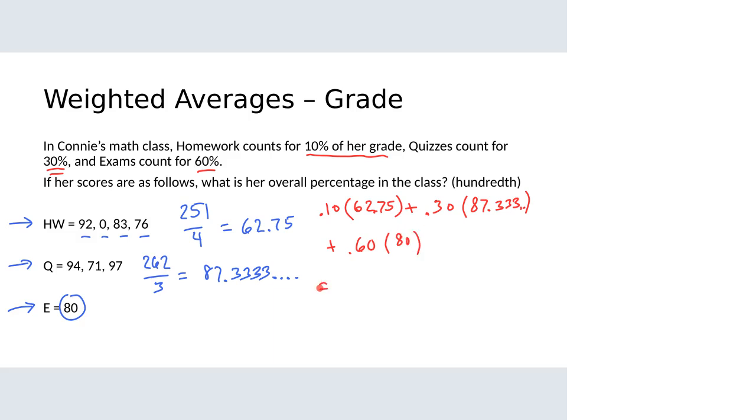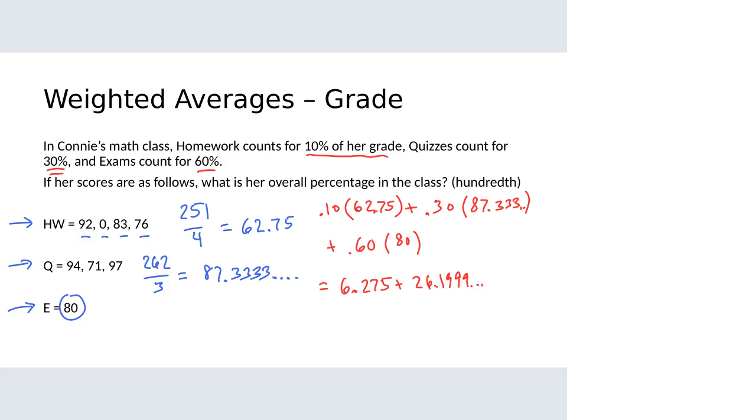So we'll multiply those, and we'll have 0.1 times 62.75 is 6.275 plus 0.3 times 87.3333, I'll just type a whole bunch of threes. We don't want to do any rounding. And I get 26.1999999.